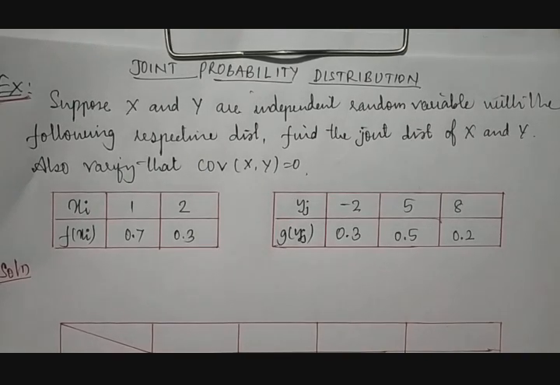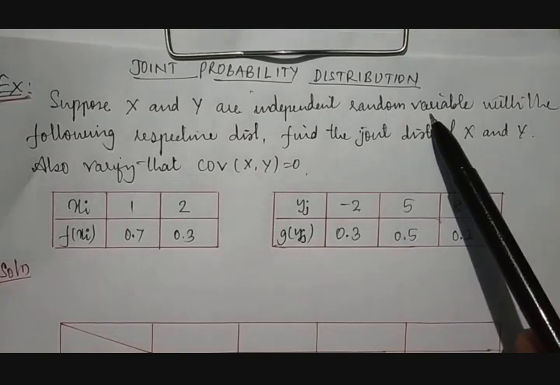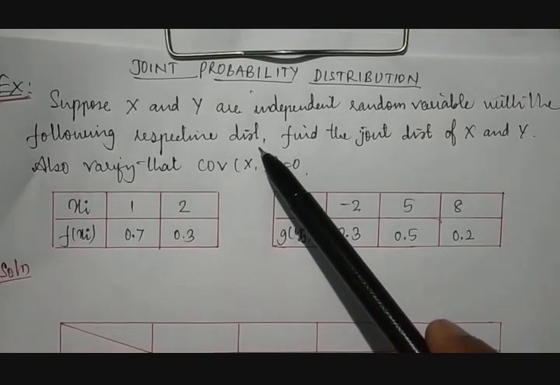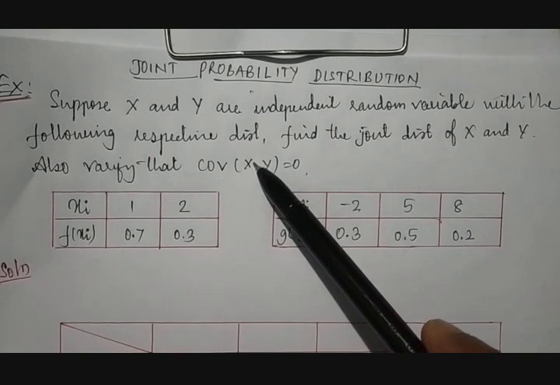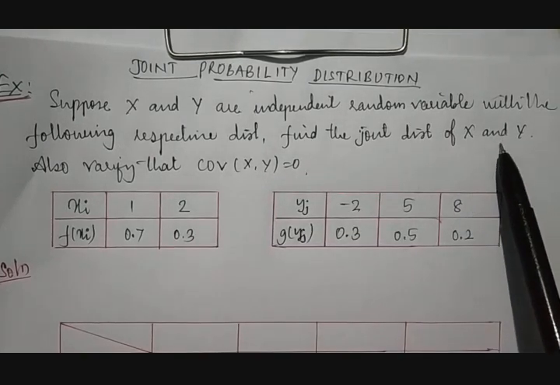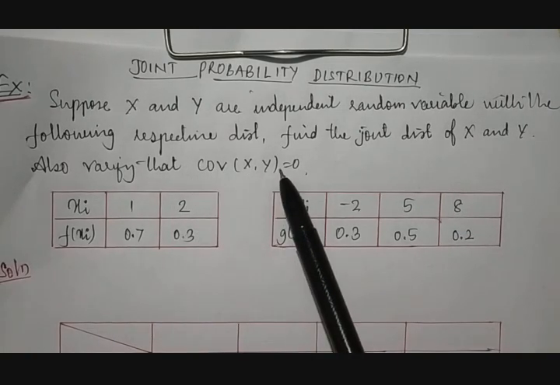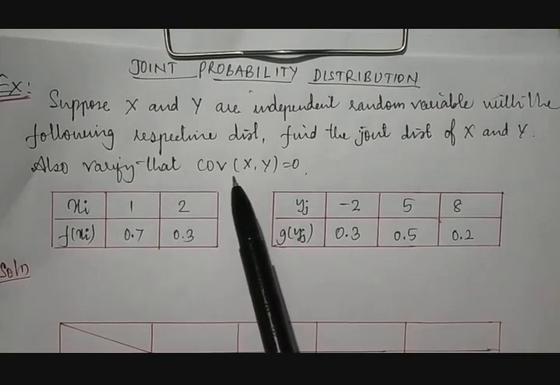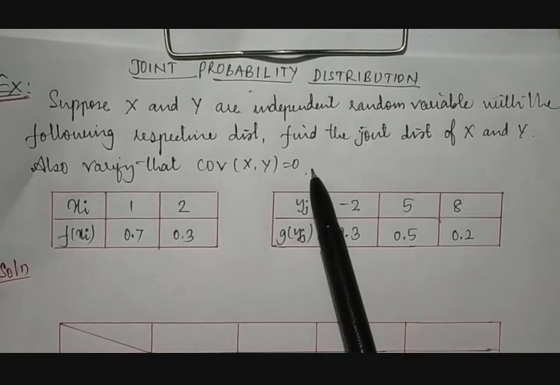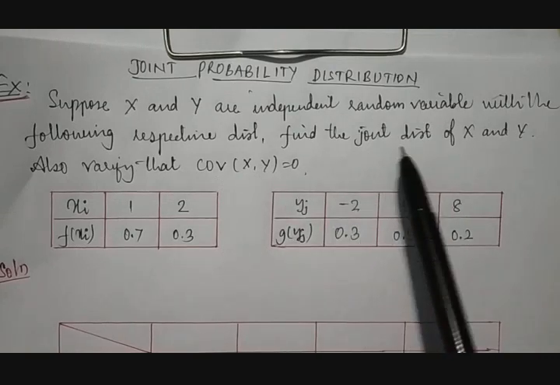Today we'll discuss an example on joint probability distribution. Suppose x and y are two independent random variables with the following respective distribution. Find the joint distribution of x and y. Also verify that covariance of xy is equal to 0. If covariance of xy equal to 0 is proved, then automatically its correlation will also be 0.